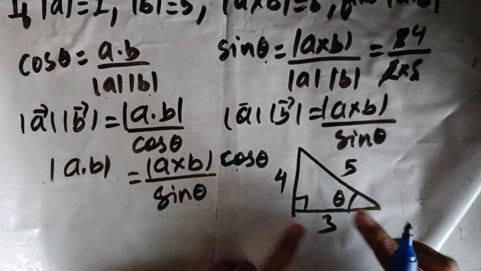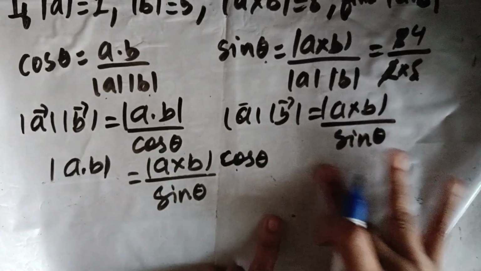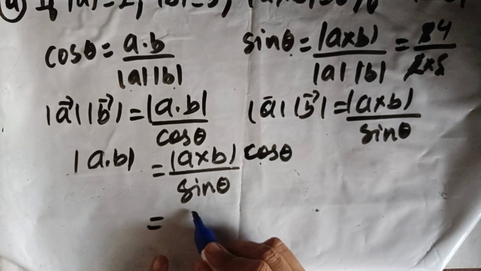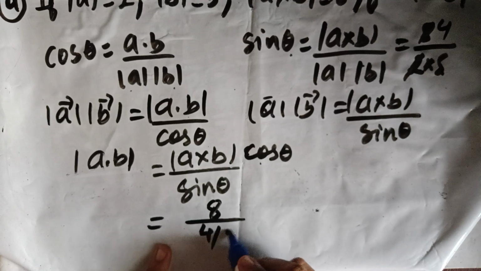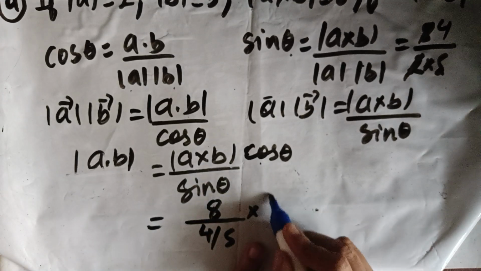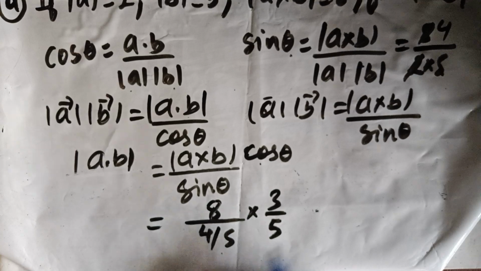So we have to substitute it here. Okay. A cross B is given 8. Sin theta is 4 upon 5. And cos theta is 3 upon 5. So I'll take this here.